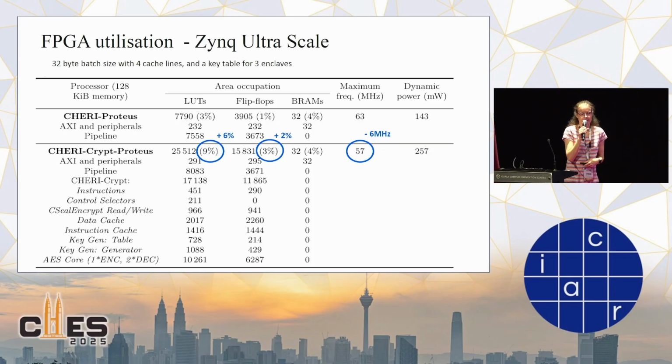which corresponds to a 6% increase in the number of LUTs, a 2% increase in the number of flip-flops, but there's also a reduction in the frequency of around 6 megahertz. But as I said, this is a proof of concept design at the moment, and with further development, we hope to be able to optimize this in the future.